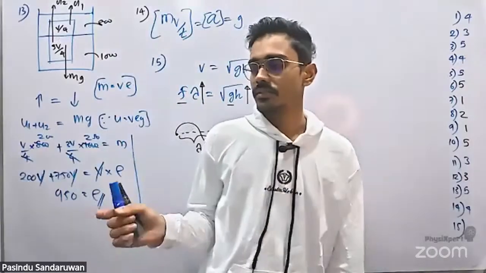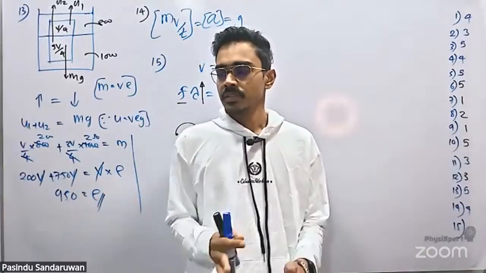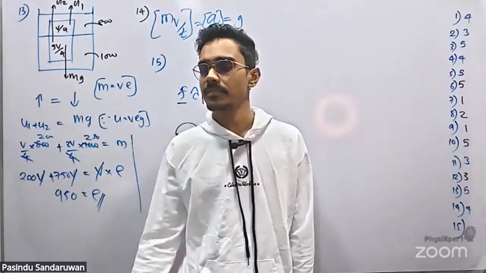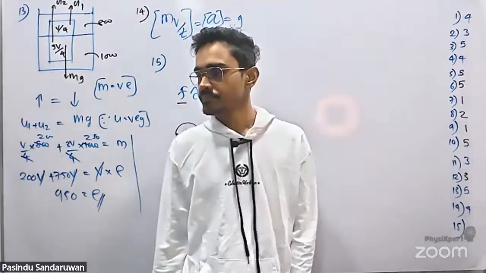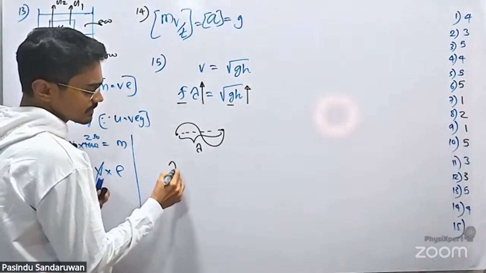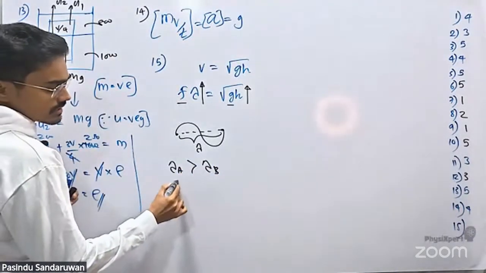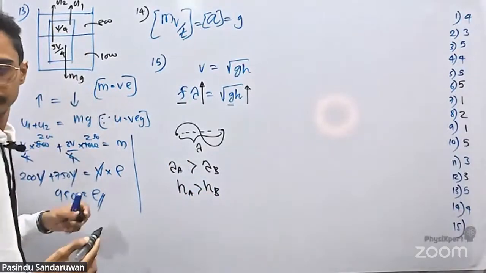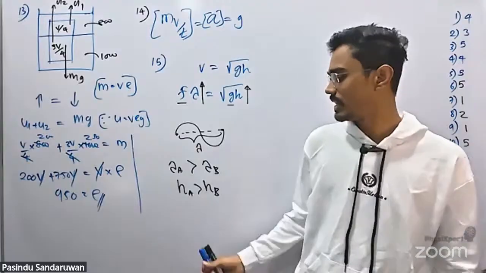Right? Now, if I compare A and B, lambda in part A is greater than lambda in part B. Then, if lambda in A is higher, what's my thought? Lambda A is greater than lambda B, which means the depth, height of the medium A should be greater than height of medium B.